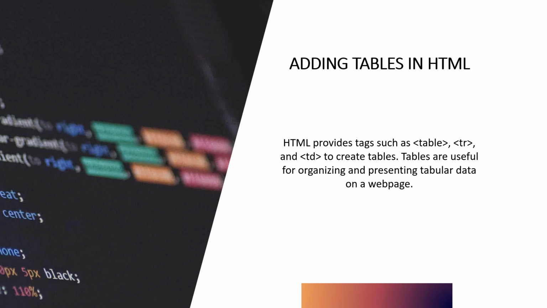So the next topic of our video is adding tables in HTML. In HTML, tables are created using the table element and their structure is defined with related tags such as tr for rows, th for header cells, and td for data cells. To initiate a table, use the opening table tag followed by tr for each row. Within each row, employ th for header cells or td for data cells.